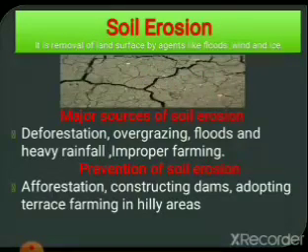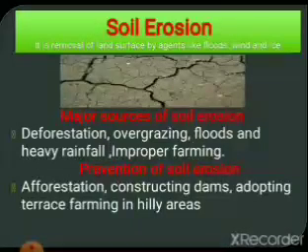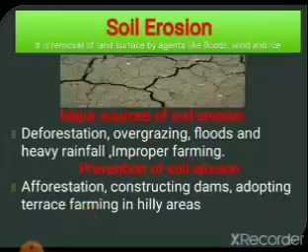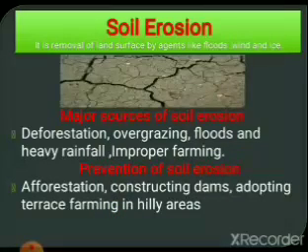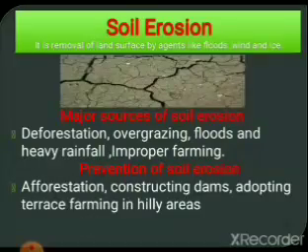So how to overcome this? Afforestation. Afforestation means continuously planting trees. Constructing dams. With the help of dams we can reduce soil erosion. Adopting terrace farming in hilly areas. If we adopt terrace farming in hilly areas, like earth sheltering and all, soil erosion won't be there. So one should adopt terrace farming and all, in order to avoid soil erosion.